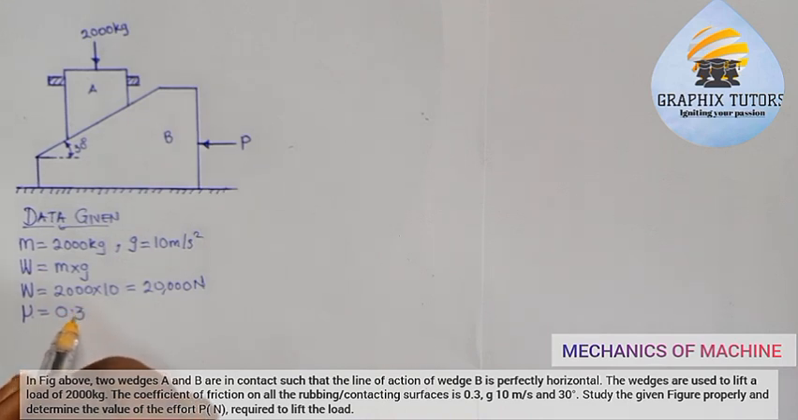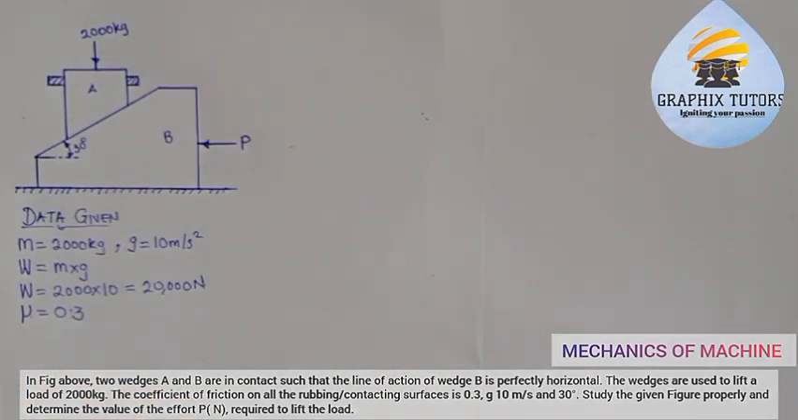Now the next thing given is the coefficient of friction, mu, which is 0.3. Are we good? 0.3. And the angle given, theta, is 30 degrees. This is what is given. But remember, we are told that all contacting surfaces have a coefficient of friction of 0.3.